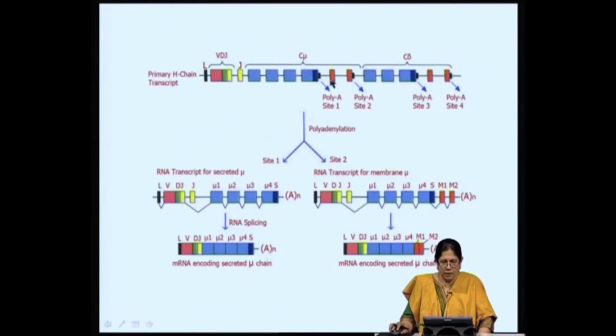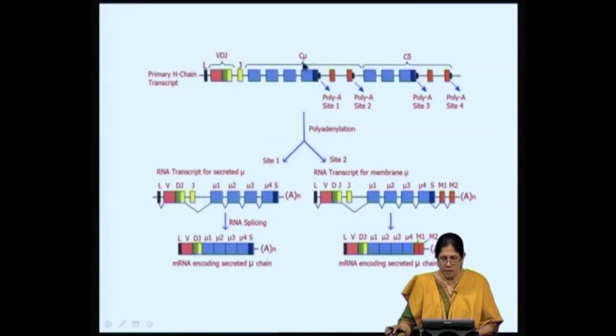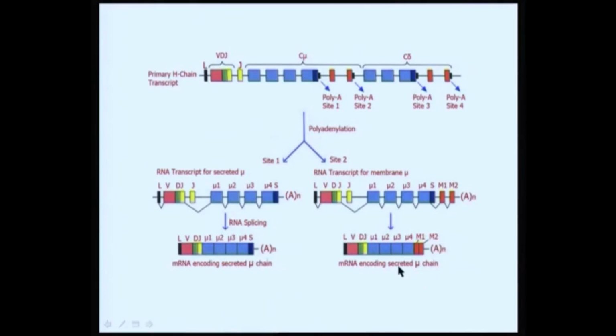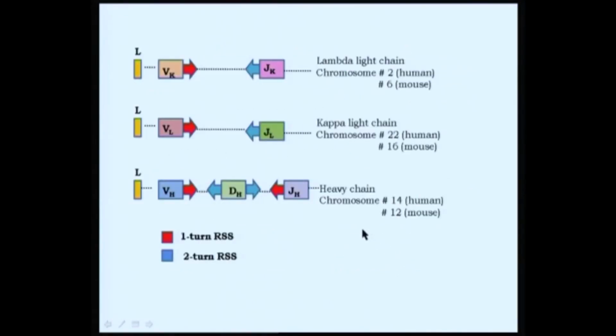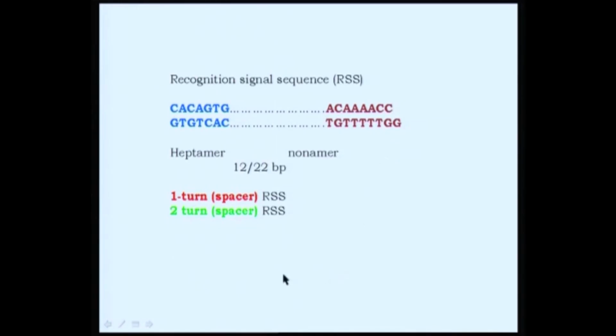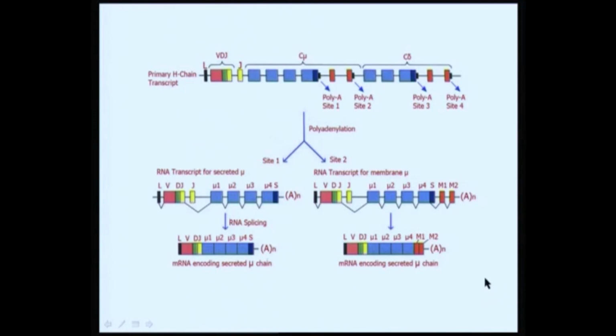So, there are two polyadenylation sites, 5 prime site, 3 prime site of the last domain of the mu, which is the fourth one, and third in case of the constant domain delta. Now, it is the way the polyadenylation occurs that you will have either mRNA coding for the secreted mu chain or mRNA coding for the, sorry, there is a mistake here, this should be membrane bound. Okay. This should be membrane.